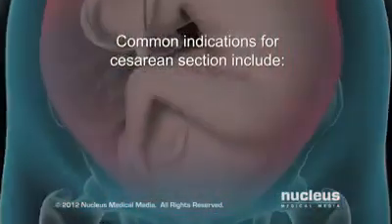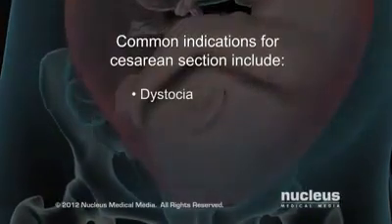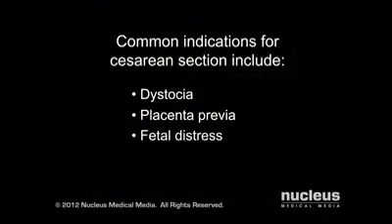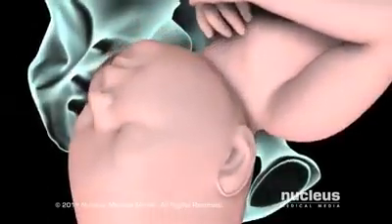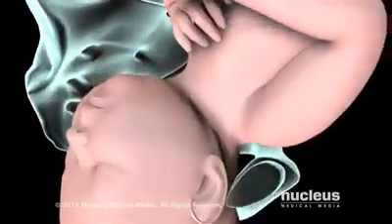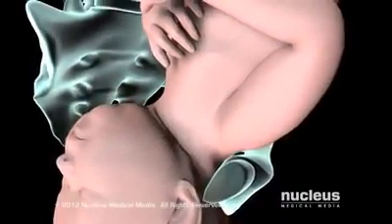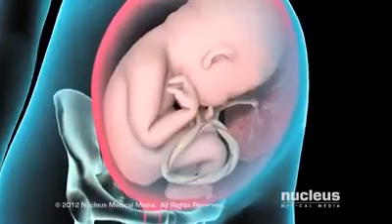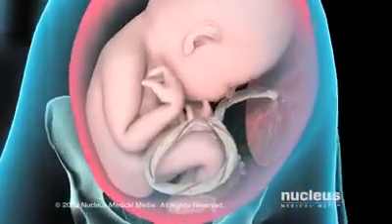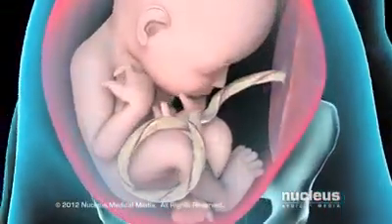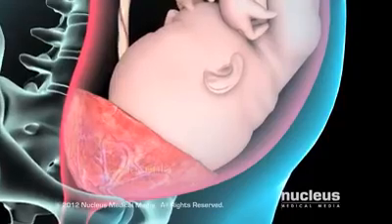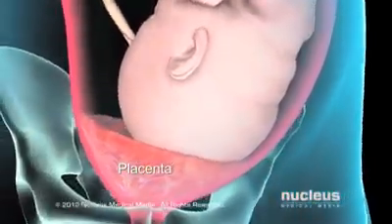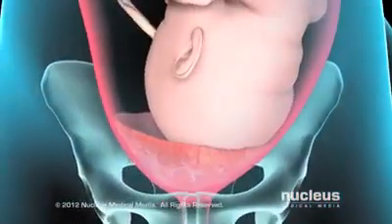Common indications for cesarean section include dystocia, placenta previa, and fetal distress. Dystocia, or prolonged non-progressive labor, can occur when the baby's head is unable to fit through the birth canal or its body is in an unfavorable position, such as perpendicular to the birth canal or buttocks first, which is the breech position. Placenta previa occurs when a low-lying placenta partially or completely blocks the cervical opening.